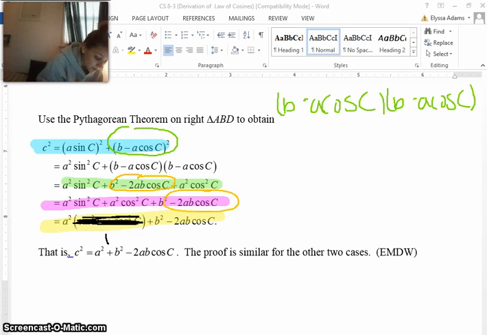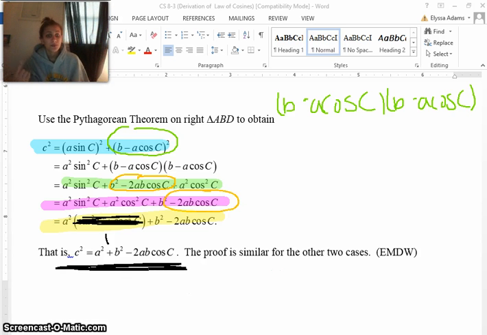So what I found is that c squared is really equal to a squared plus b squared minus 2ab cosine c. Notice this part right here is identical to the Pythagorean theorem. Like I said, this is really close to the Pythagorean theorem, but since it's a non-right triangle, we've got this little extra part, which involves a cosine, which is why this is called the law of cosines.